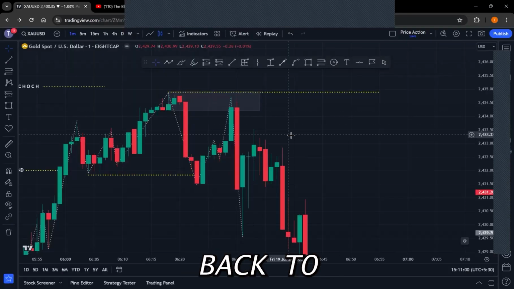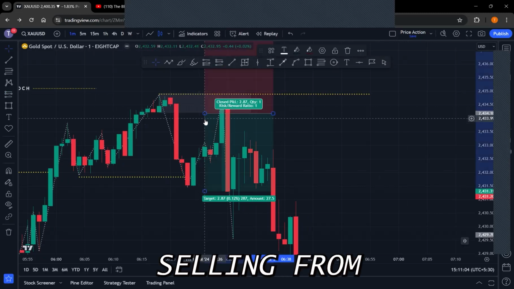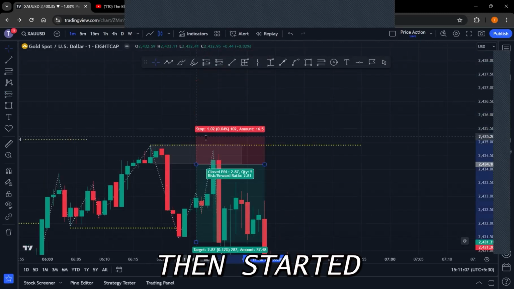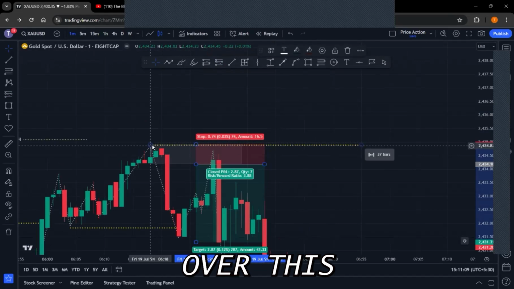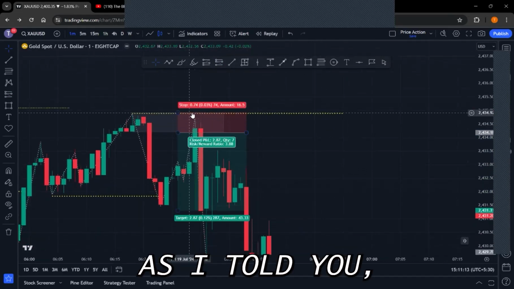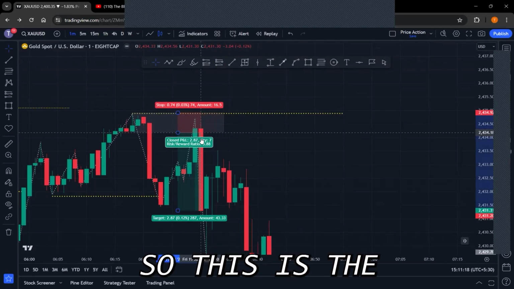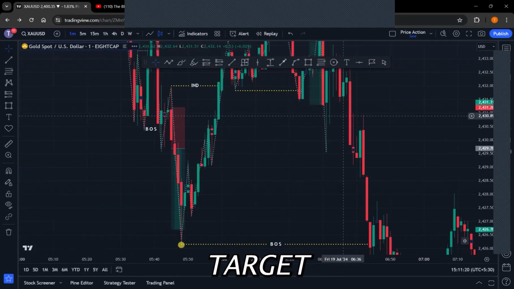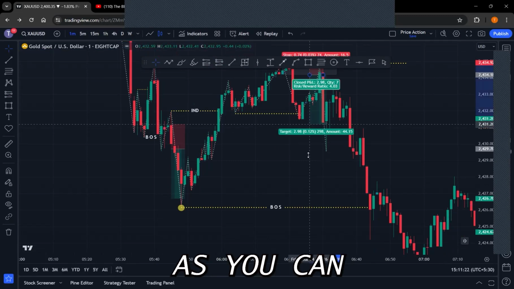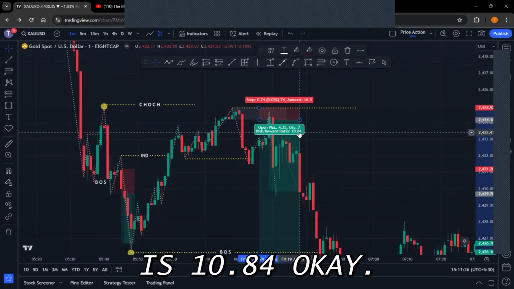Okay, so coming back to the topic, the first method of selling is starting selling from this level in the market, and then pointing the stop loss above the resistance in the market. Because if this order block fails, as I told you, then we will stop looking for selling opportunities and look for buying opportunities. So this is the first method of selling, where you can target till the downside over here. As you can see, the breakout structure is over here, and the risk reward in this case is 10.84.